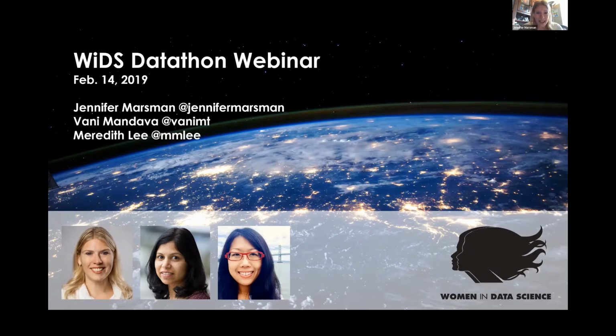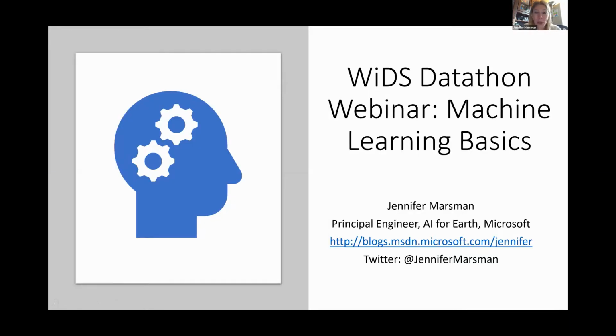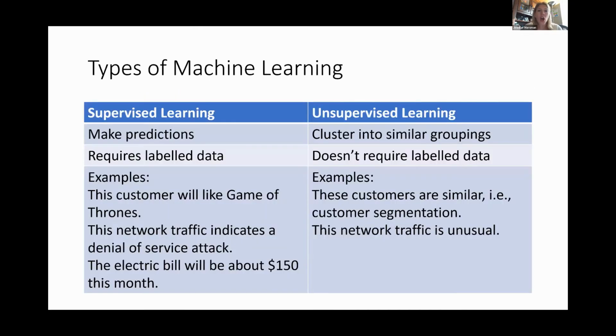All right, so my name is Jennifer Marsman. I'm the principal engineer on the AI for Earth team at Microsoft. And I just want to give you a quick intro of some of the basic content that you need to know to be able to understand the palm oil challenge. First of all, let's talk about an overview of machine learning. Let's start with some of the different types of machine learning. There are a couple of big categories.